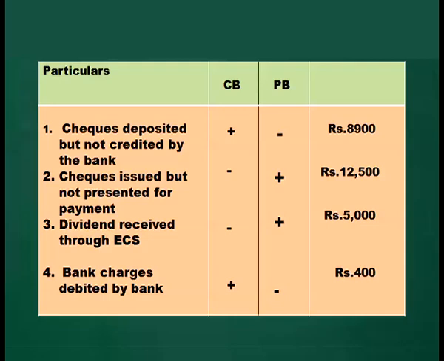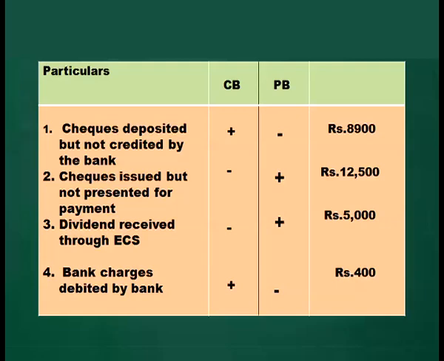Then, check issued but not presented for payment. Check is given means cash book balance will be deducted, so I have written minus. In the passbook balance, it is not presented, so their deduction is not made, so there is an increase in the passbook, 12,500. Dividend received. Dividend is directly received in the bank, so passbook balance will show an increase of 5,000 rupees.